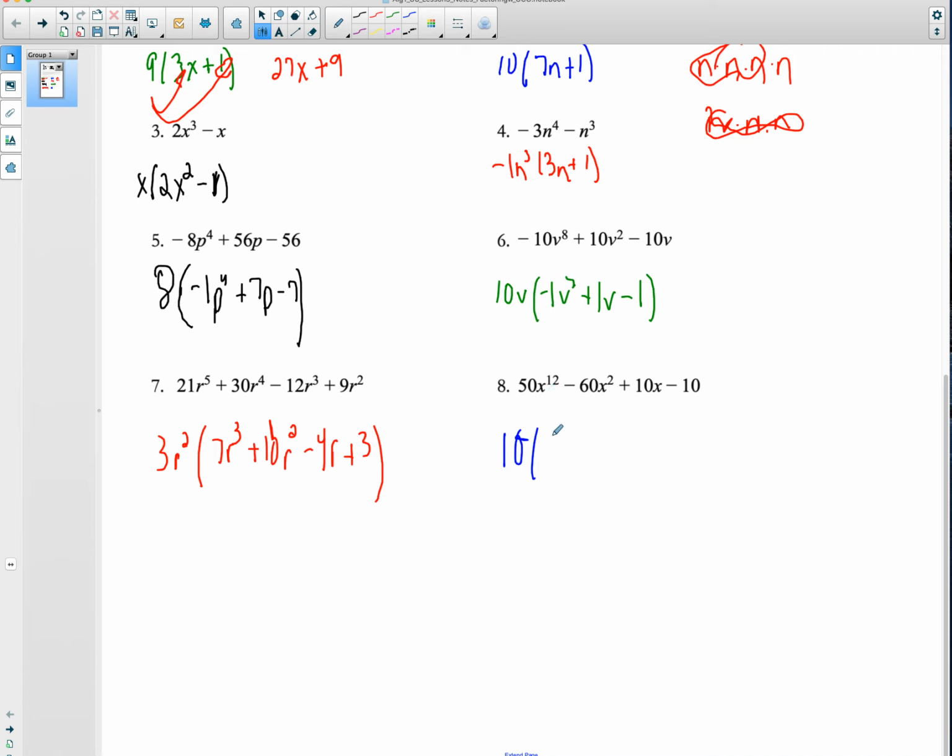So 50 divided by 10 would be 5, and we'd still have all those x's. So we have x to the 12th then. Negative 60 divided by 10 is negative 6. And we still have all of those x's here. And then 10 divided by 10 is 1, and we just have that 1x as well. And then negative 10 divided by 10 is negative 1. And guess what? That's it.